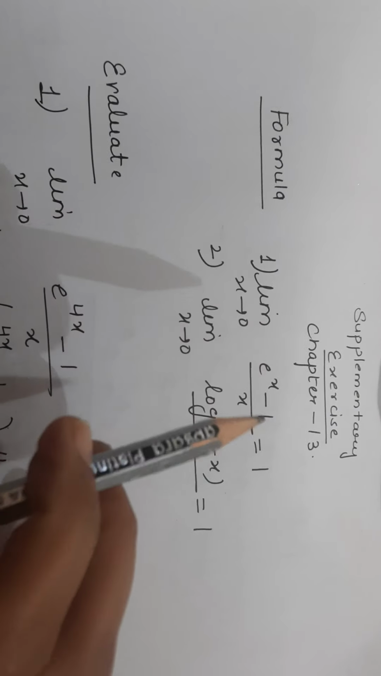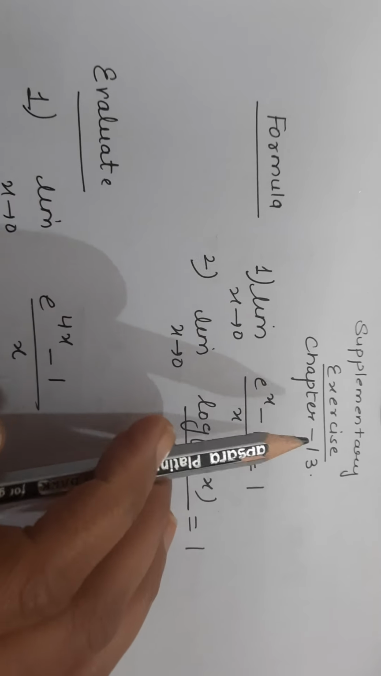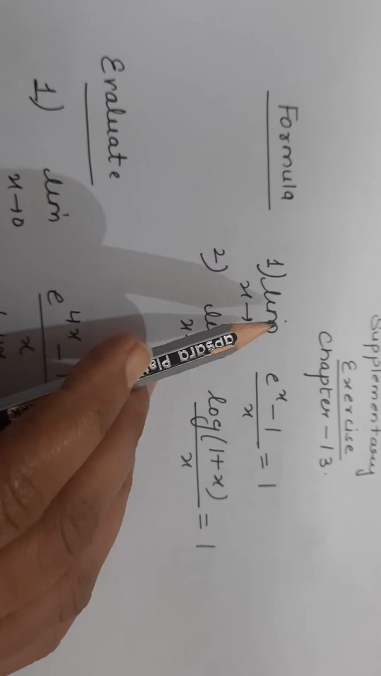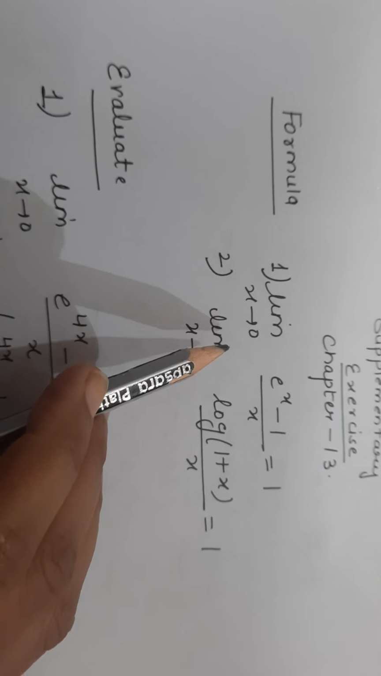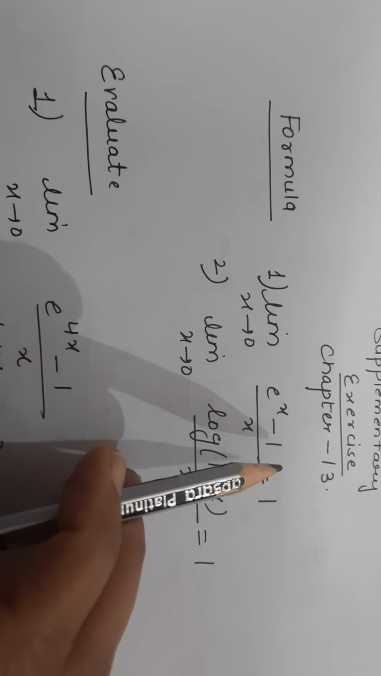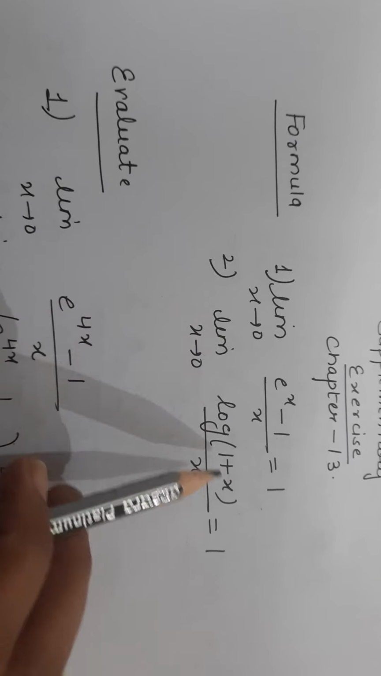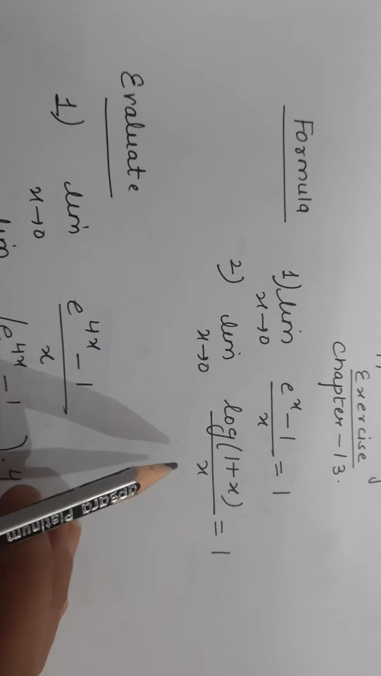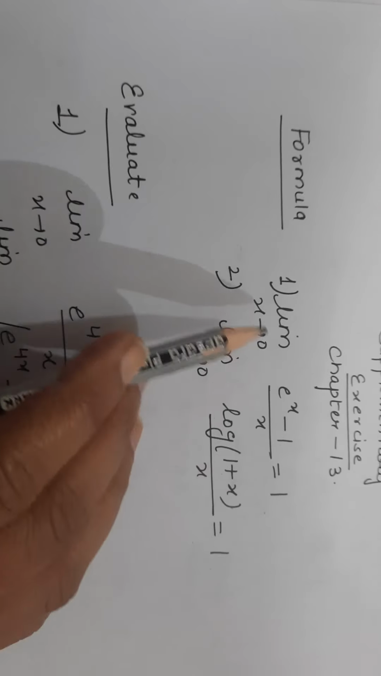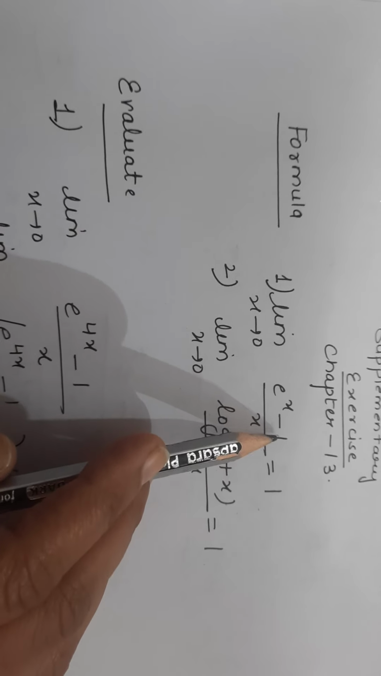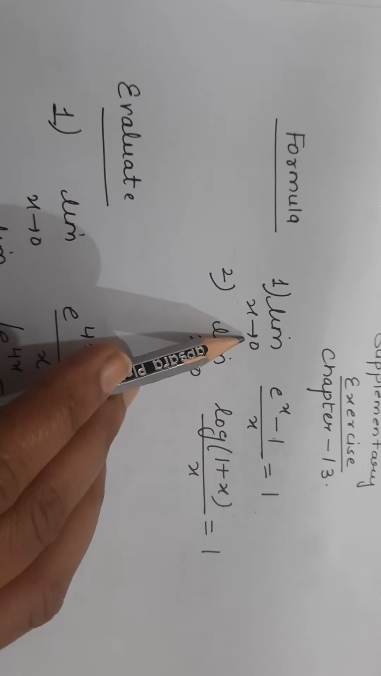And the last topic is the limit of these functions. The first formula: limit x tending to 0, (e^x - 1)/x is 1, and limit x tending to 0, log(1 + x)/x is 1. In both cases you have 1, and x is tending to 0.